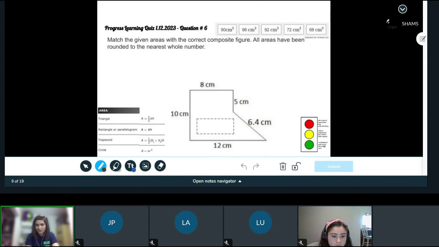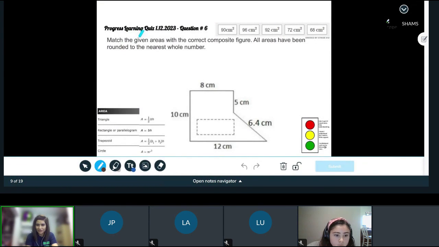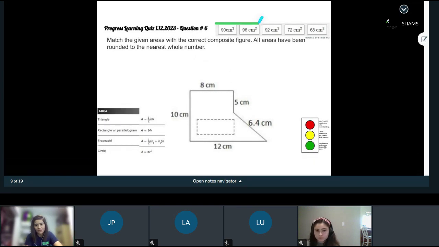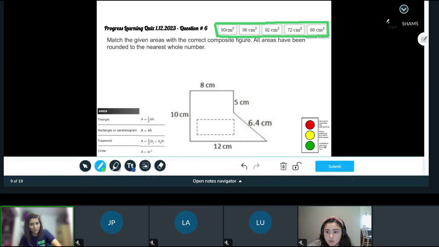So here, match the given areas with the correct composite figures. All areas have been rounded to the nearest whole number. The answer choices are over here at the top. These are the 5 answer choices, and there were 6 composite figures. That means one composite figure did not match with the 5 answers, right? So these are the 5 answers, and you have a composite figure.